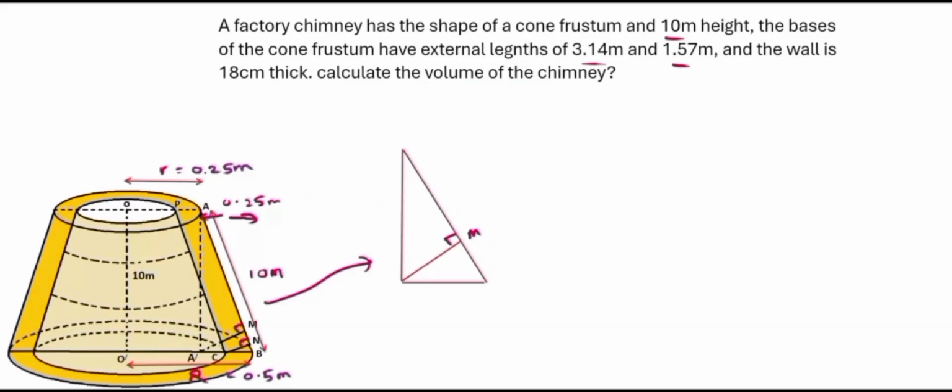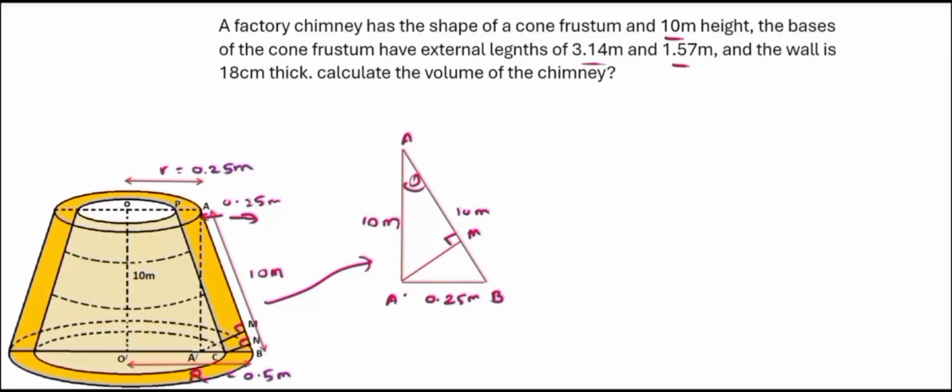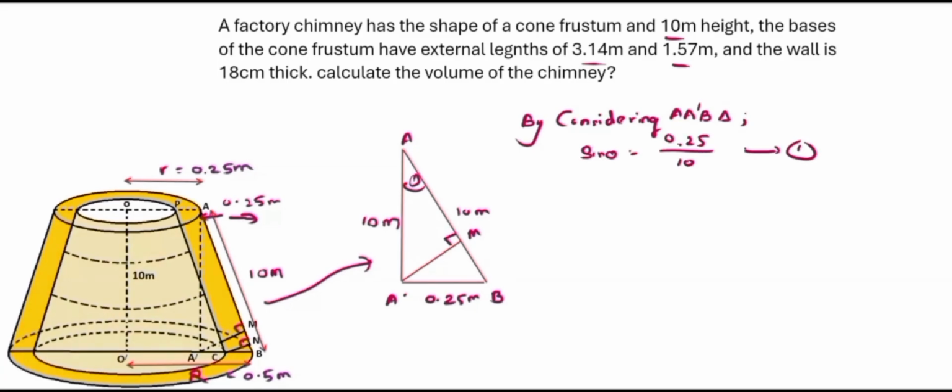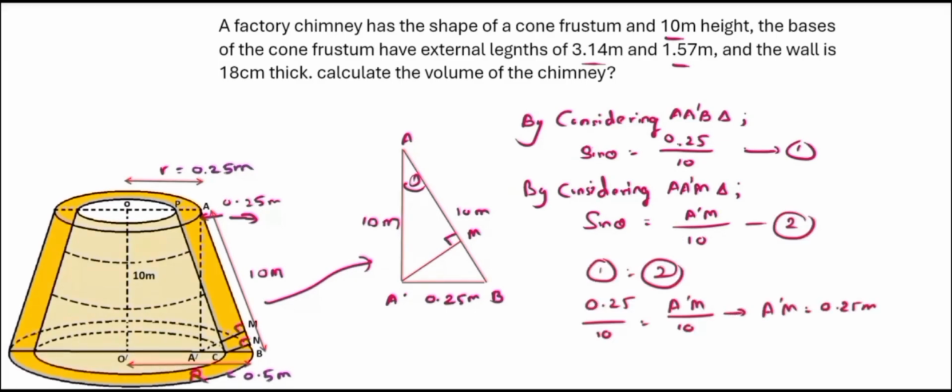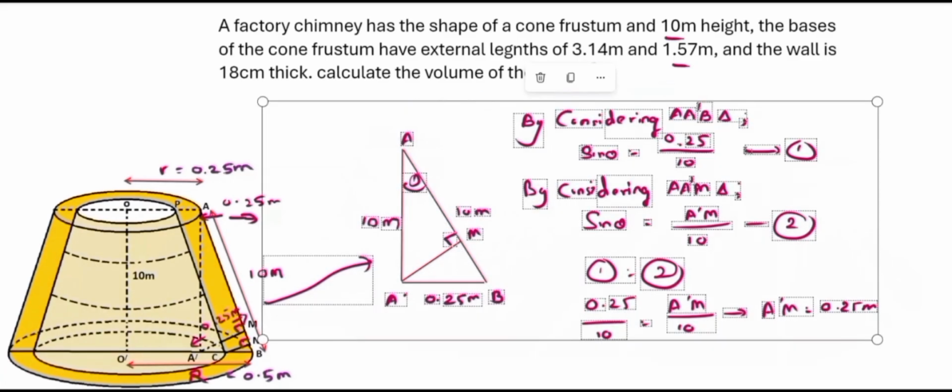By considering the same right angle triangle, which is AA'B, we can find A'M. We will consider an angle theta, which is at point A. By considering right angle triangles, which are AA'B and AA'M, we can write sin theta in two ways. A'M is 0.25 meters.